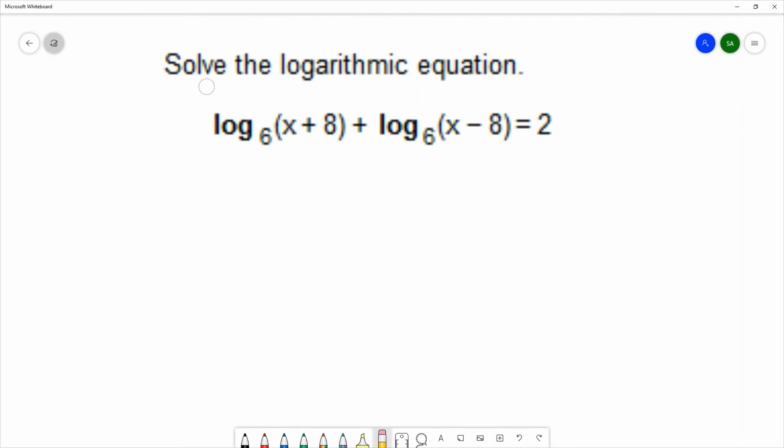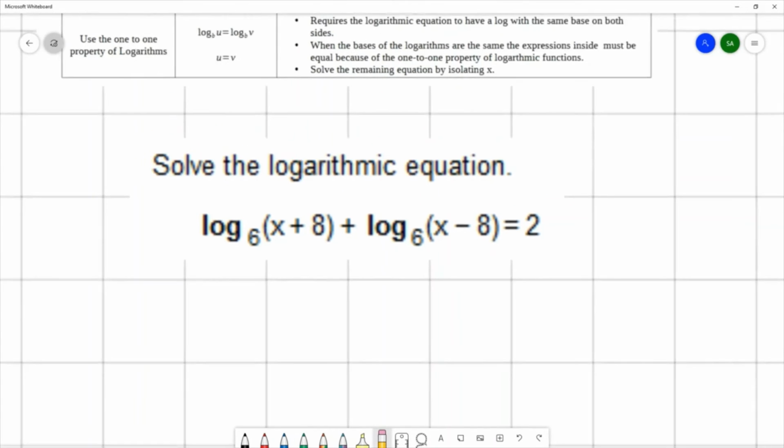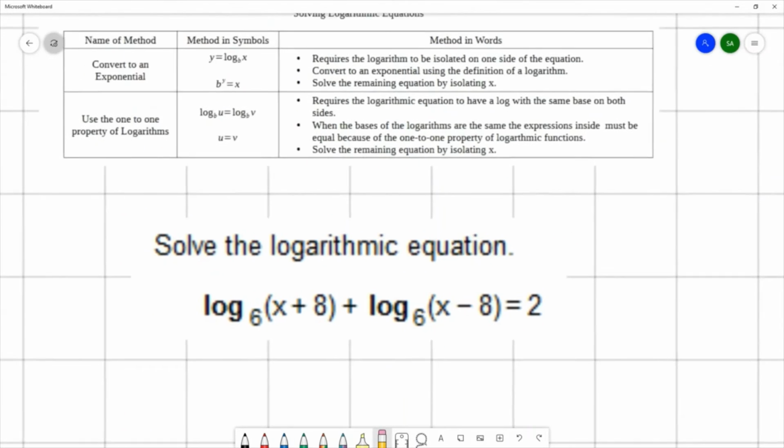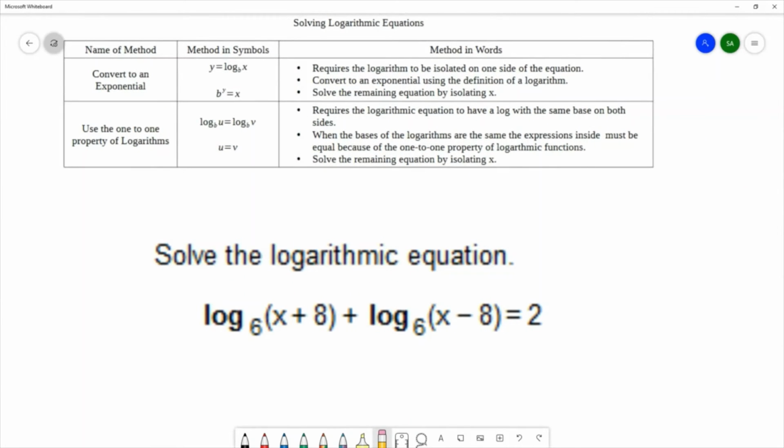For this question, we want to solve the logarithmic equation: log base 6 of x plus 8 plus log base 6 of x minus 8 equals 2. So once again, I want to remind you of those techniques that we talked about. These are methods for solving logarithmic equations.